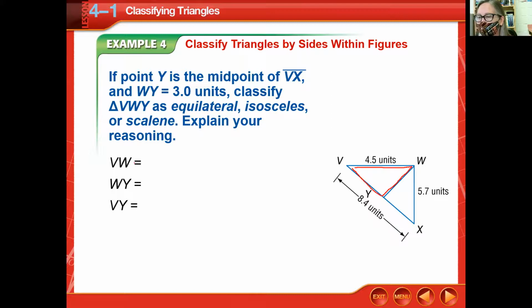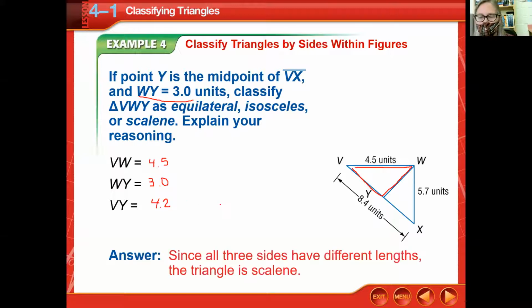So what are the lengths of the 3 sides? Well, VW is 4.5 units. WY, I don't know, it doesn't say. Yeah, it says it right here. Okay, WY is 3 units. And VY is half of 8.4, so it's 4.2 units. I didn't write the labels, but you should write the labels. It's scalene, because all three sides have different lengths.